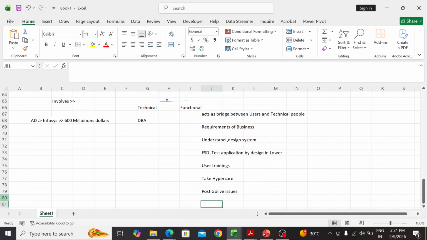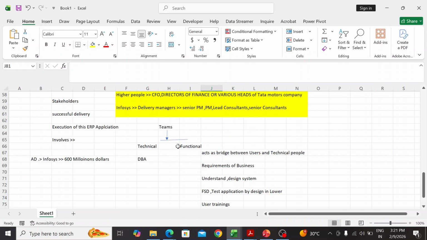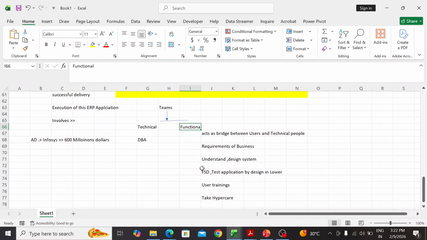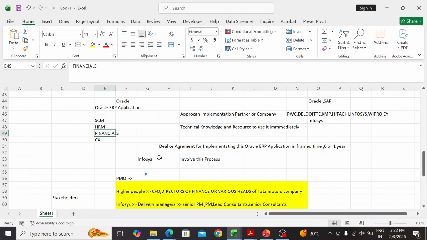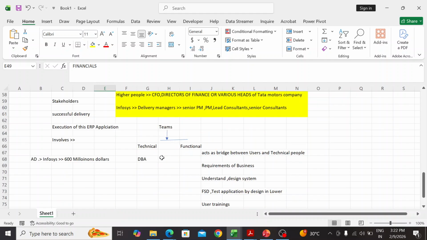So that is why functional consultants become one of the key persons in delivering the ERP application, the successful implementation of the ERP application. These are the duties of a functional consultant. Majorly, we will confine to our stream, that is the finance stream. So I hope you understand all these things.